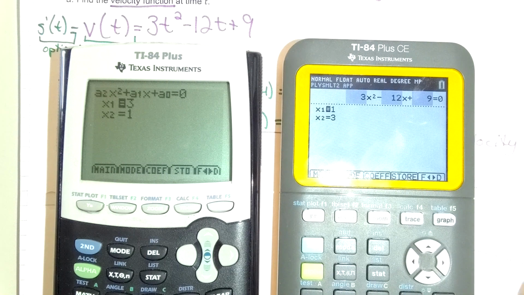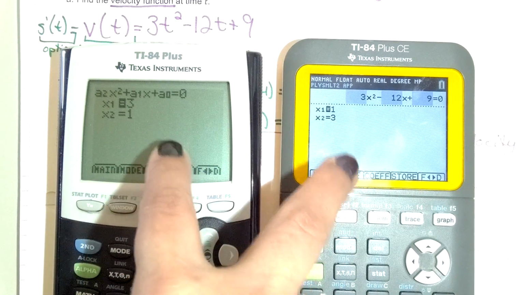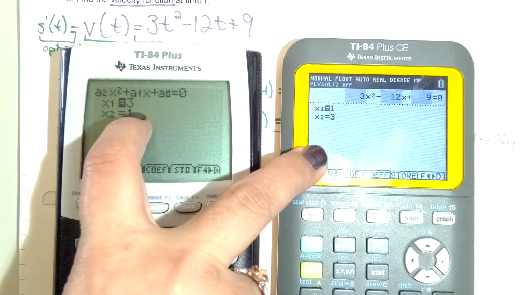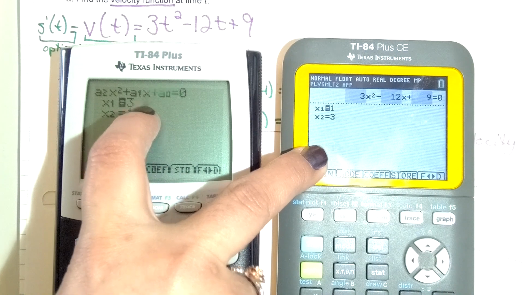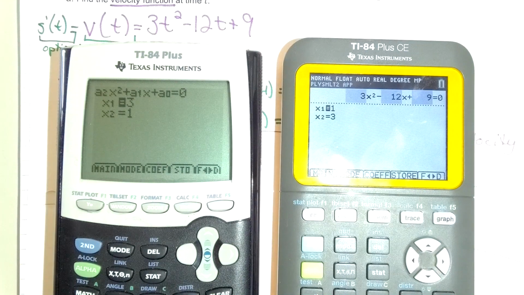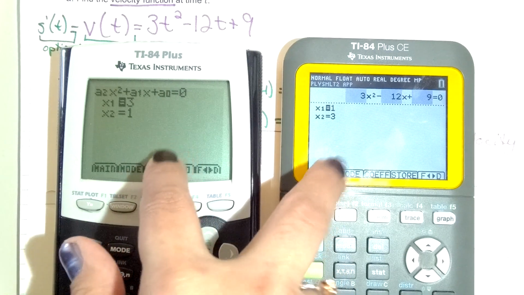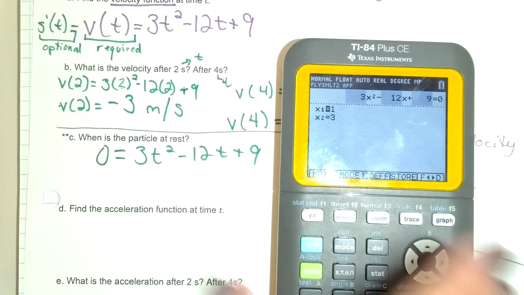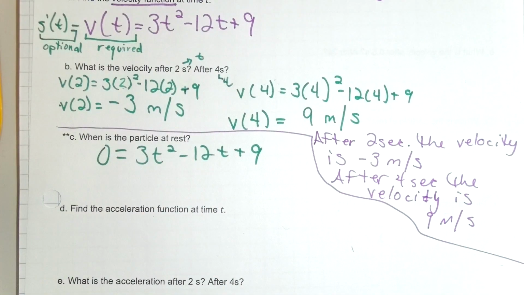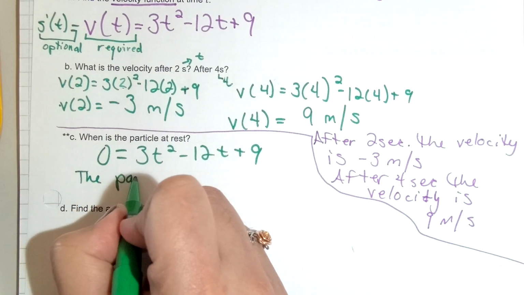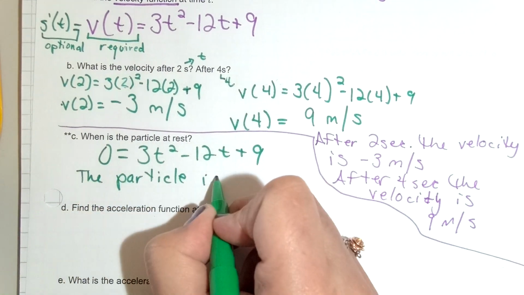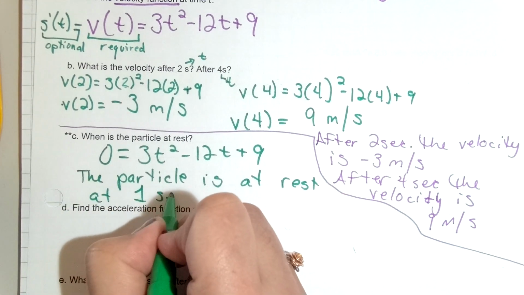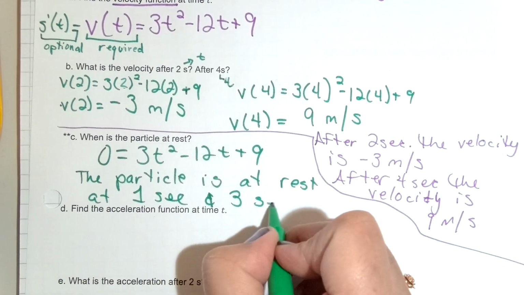So these are the times the particle is at rest. At 1 second and at 3 seconds, the particle is at rest. Does everybody have these 2 screens now? You're going to have to practice it. We're going to practice today and tomorrow. So what's the answer? I'm going to write it. The particle is at rest at 1 second and 3 seconds.